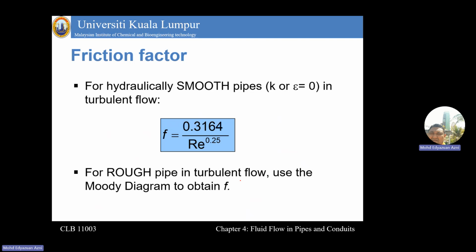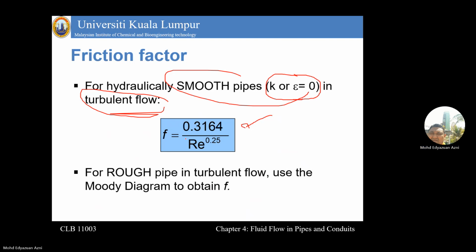The second condition or situation is if we have a smooth pipe. Before this, it was laminar. Here it is turbulent, but the pipe is smooth. So the K or epsilon value, the relative roughness value, is 0, smooth. But it is turbulent flow, so we use this formula: friction factor equals 0.3164 over Reynolds number to the power of 0.25.